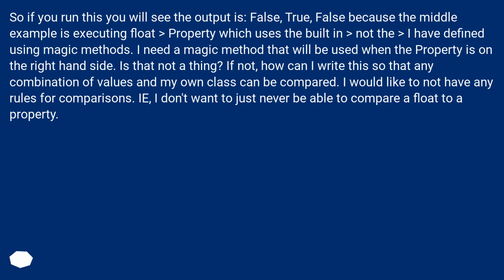Is that not a thing? If not, how can I write this so that any combination of values and my own class can be compared? I would like to not have any rules for comparisons. I don't want to just never be able to compare a float to a property.